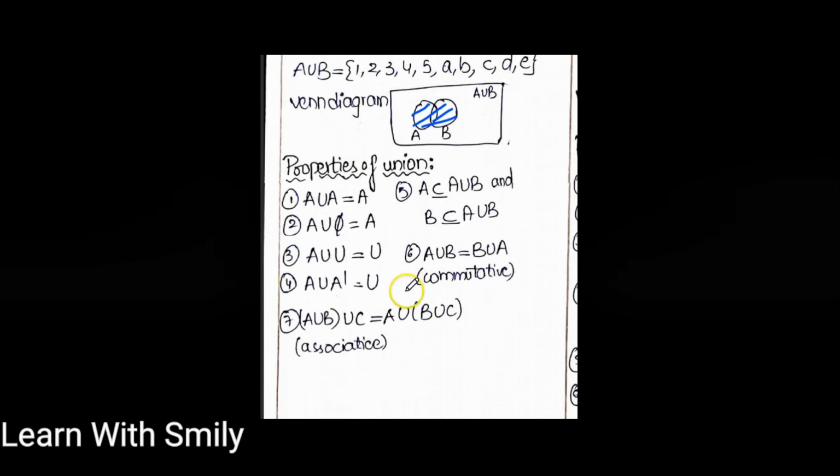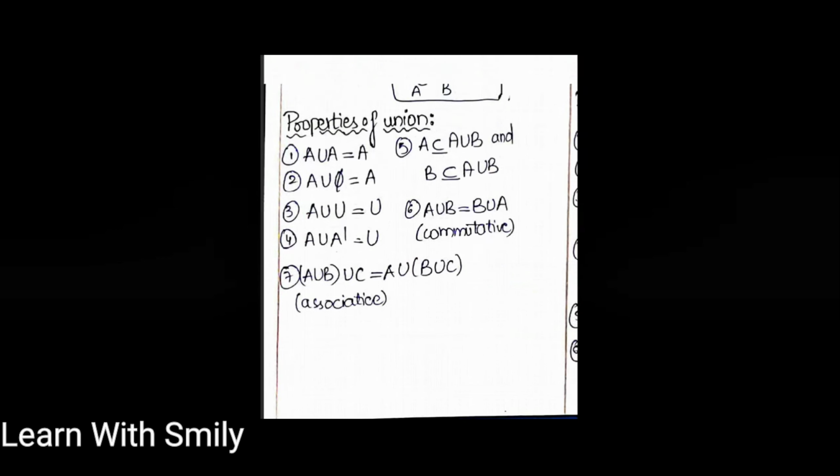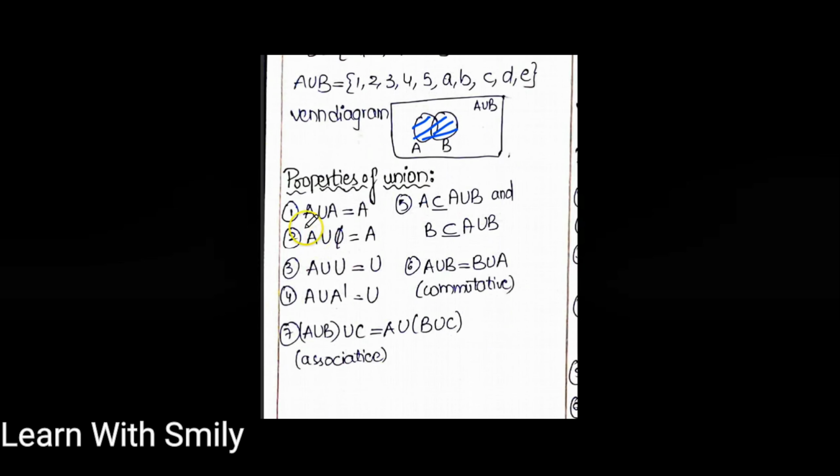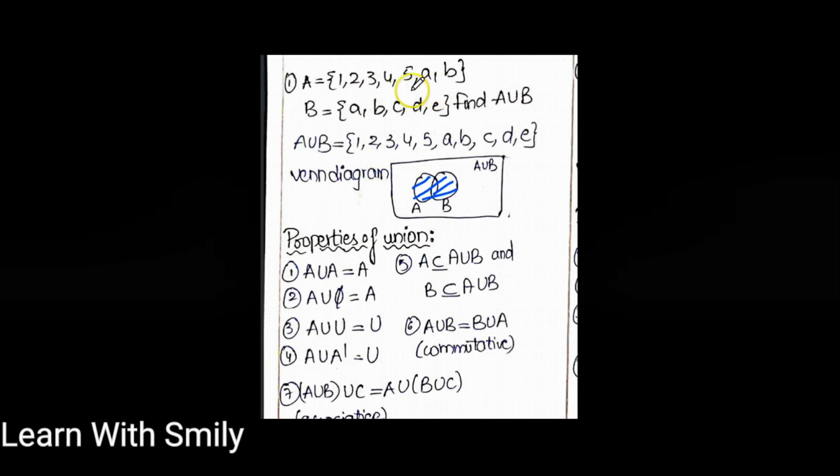Then what are the properties of this? The properties can be defined as A union A equals A, right? If you take A union A, the same elements will be represented. See here, completely a, b, a, b, we are not repeating those elements. So we take the exact elements without repeating them.